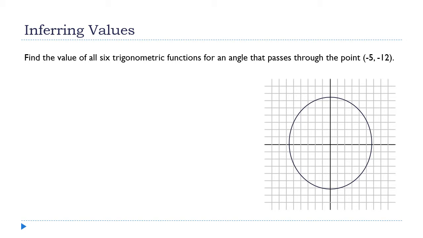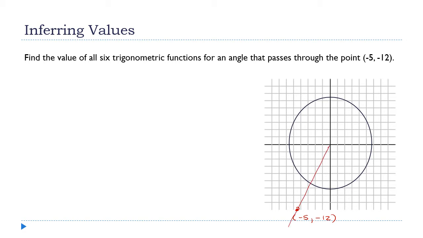Obviously that point is more than 1 unit away from the origin, so it's not going to be on the edge of our unit circle. But that's okay. It's over here in the 3rd quadrant, so I'm just going to approximate it here. It's down here somewhere, and the coordinates of this point are -5, comma, -12.